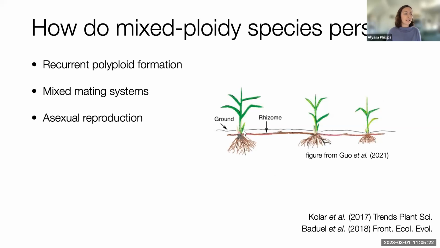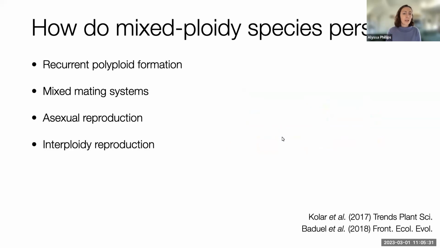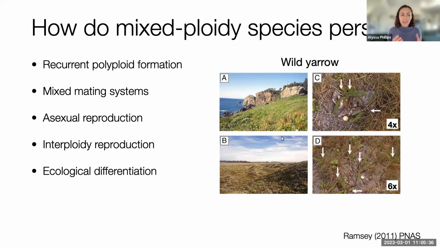So for example, grasses reproduce vegetatively through a rhizome where they send out identical clones through this underground stem. Interploidy reproduction, as well as ecological differentiation. So Justin Ramsey's work is probably my favorite example of this. And I see they're on the call here today. They were looking at tetraploids and hexaploids in wild yarrow, where the tetraploids live in this more mesic grassland coastal environment, and hexaploids live in this xeric dune environment next door.